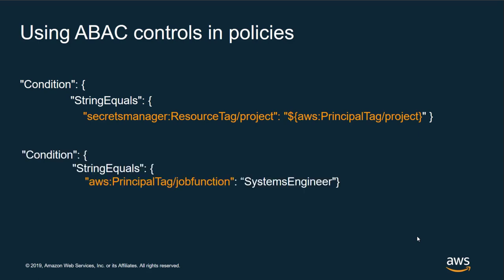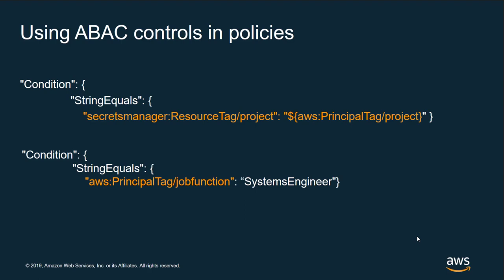Now the second use case is again the condition block, but here instead of doing tag matching, you are actually specifying the absolute value of the principal tag key. As an example, in this particular case, I've mentioned AWS principal tag job function is systems engineer. And if my principal doesn't have a tag job function systems engineer, then the principal won't get to perform those actions on that resource.